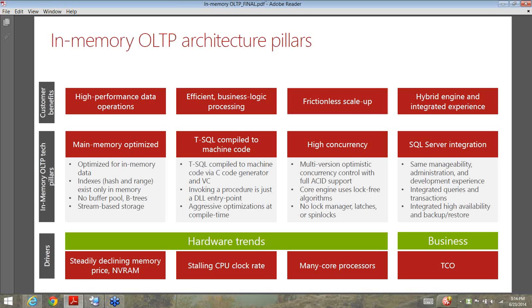On the second horizontal stack, you can see the main components of the in-memory OLTP architecture. You have the in-memory optimized data, right? You have indexes of two different types. We're going to talk about it shortly as well. There is no buffer pool or B-tree structures. Rather, it's just the pointers that it uses to form a table. It's a linked list sort of thing, right?